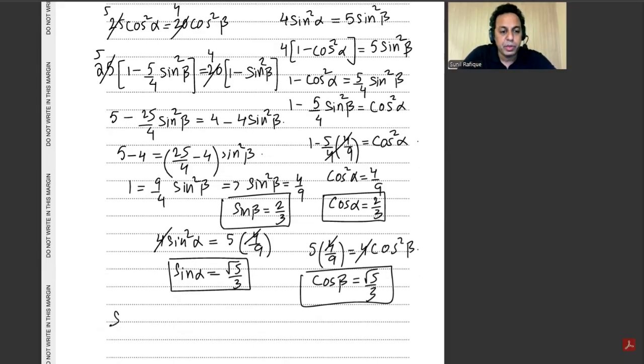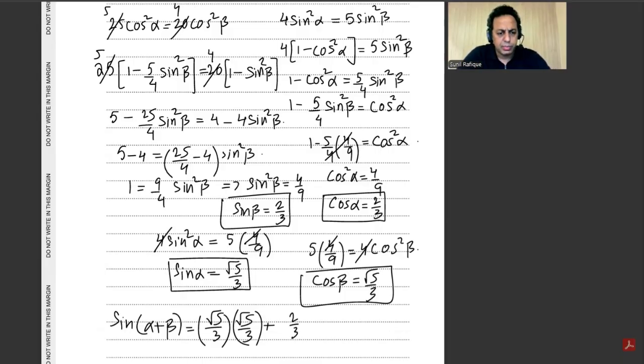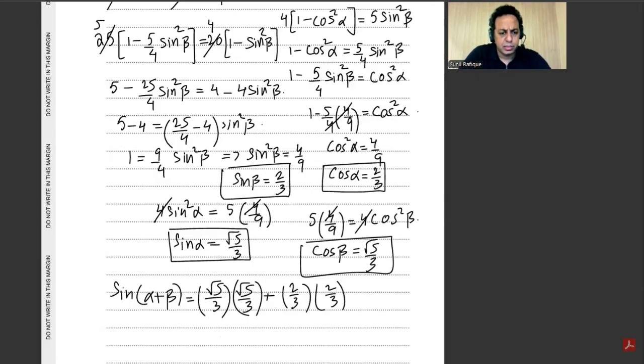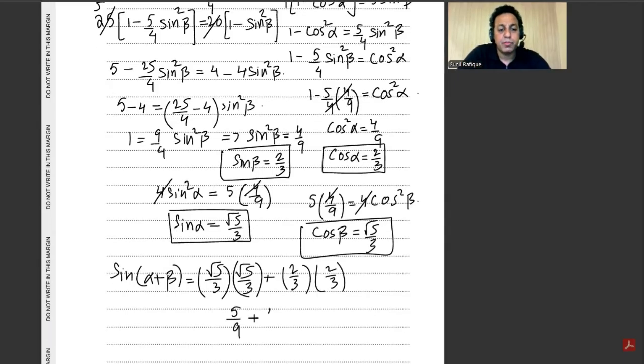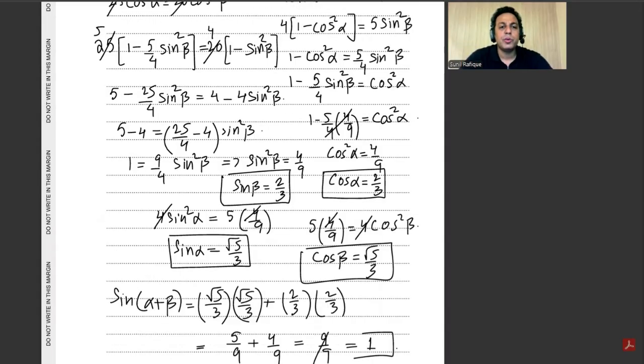Well, bingo, here we go. Sine of alpha plus beta is going to be sine alpha cos beta, which is root 5 over 3, and plus cos alpha. Oh, wait, have I messed up? Sine alpha cos beta, yeah, plus cos alpha sine beta. That's going to be 5/9 plus 4/9. Well, that looks good, 9/9. So I'm getting a 1. Oh boy. And that's it for this question.